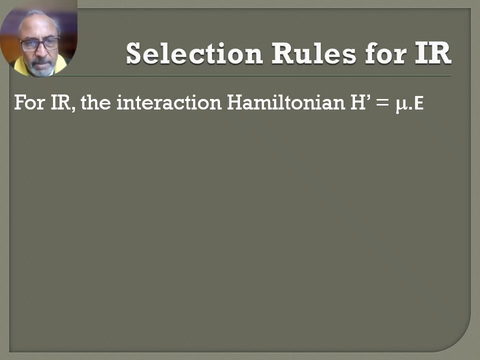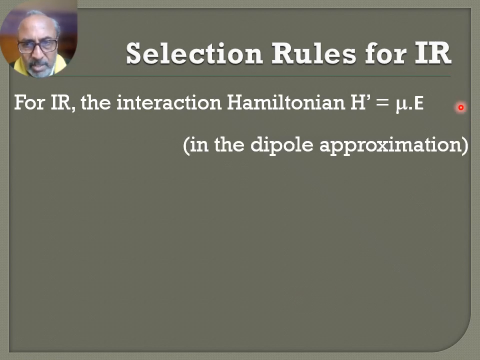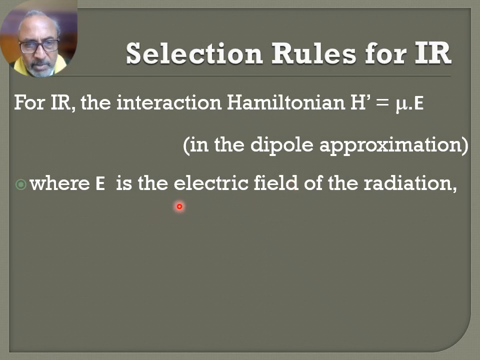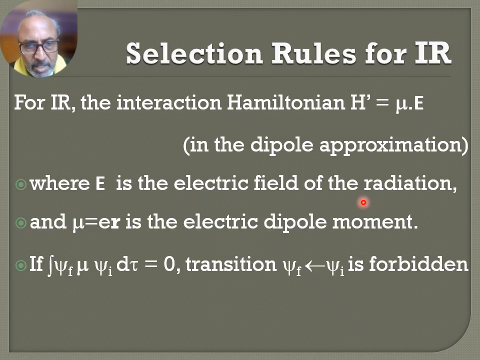For infrared, the interaction Hamiltonian in the dipole approximation is H dash equals mu dot E, where E is the electric field of the radiation and mu equals ER is the electric dipole moment of the molecule. If the transition integral, that is the integral psi f mu psi I d tau is equal to 0, then the transition psi I to psi f is forbidden.